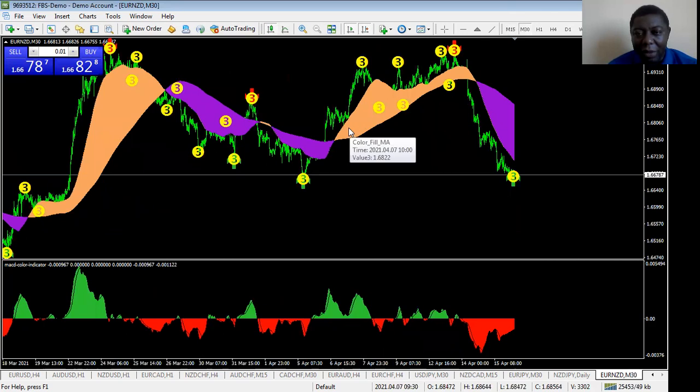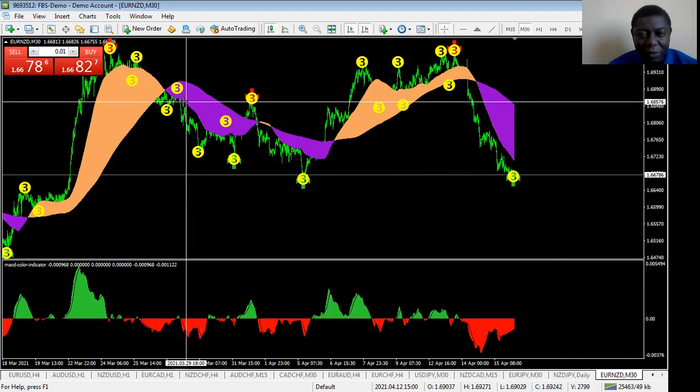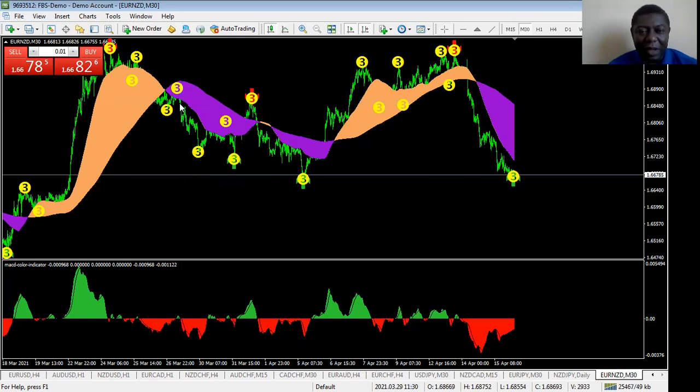We know that brown is up, purple is down. Here the market comes down, bounces up here, comes here, bounces here. This is a retest, right? The market bounces, a retest, and purple is the down color. So we just jump in here and ride the market down. It's as simple as ABC. So we just jump in there and ride the market down.